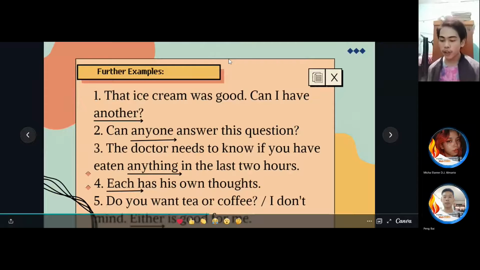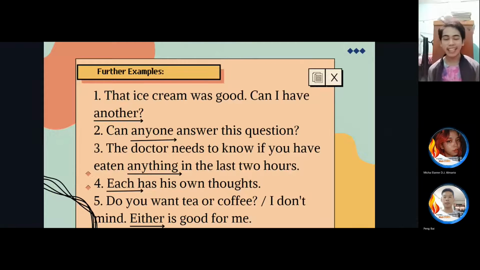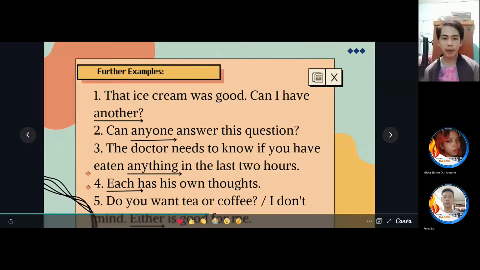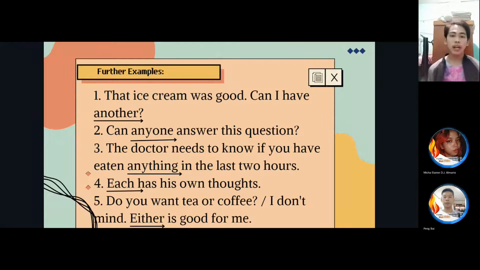Now let us move on to learn more indefinite pronouns by giving you further examples one by one. Please listen attentively to this discussion because it is very important for you to understand and to participate in our following activity. All right. Number one, that ice cream was good, and I have another. So another is the indefinite pronoun used, which means referring to an additional or different person or thing.